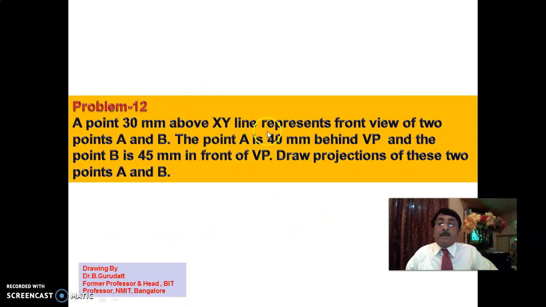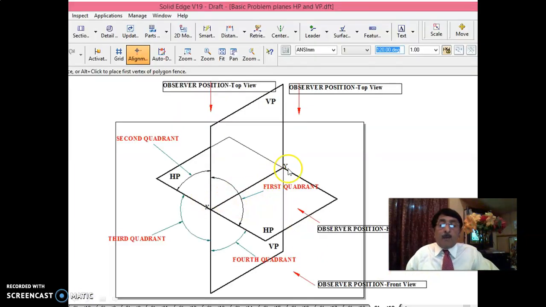A point 30 mm above XY line. Please understand, when it is above XY line, the point may be here and here. That means it may be in the first quadrant and it may be in the second quadrant. And one behind the other means the distance above HP of the first point and the distance above HP of the second point should be same. That is, it should be in alignment with each other. That means it should be one behind the other.